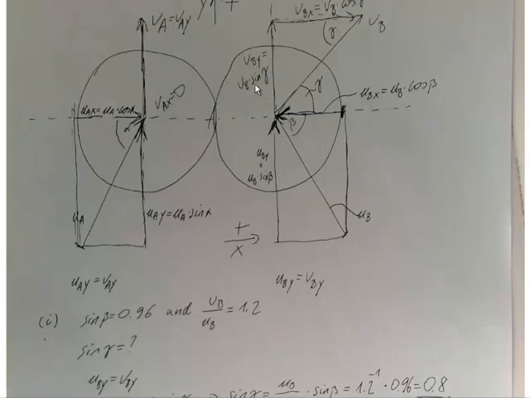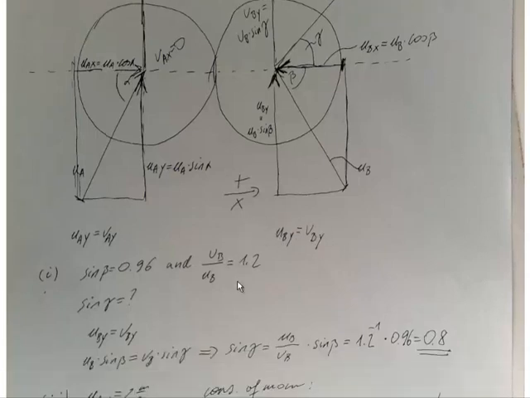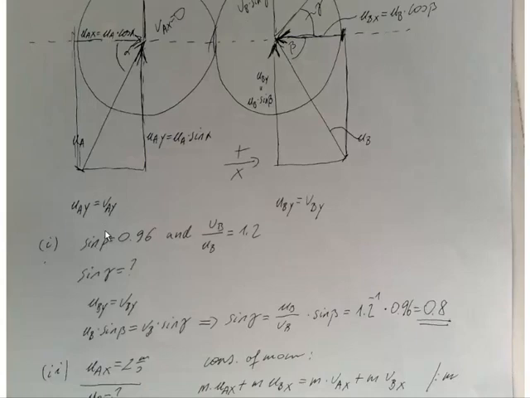Because this direction is perpendicular to this line, we know, and this is very important, that the y direction component doesn't change here and here, so this is a very important condition. We have these two conditions, and we have to find sine gamma.